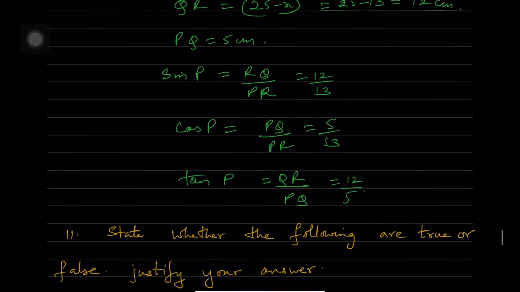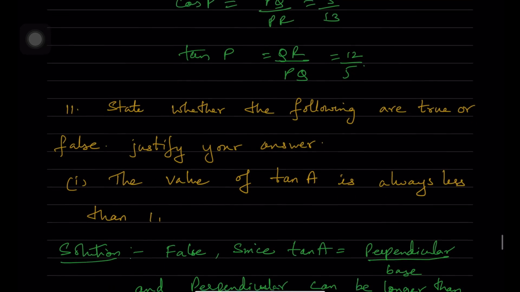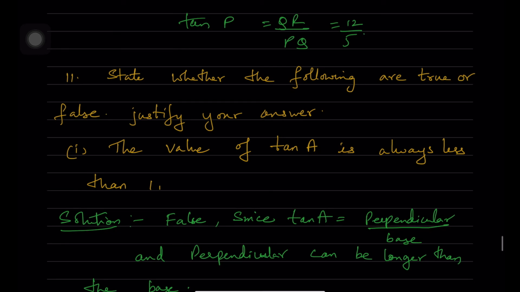So therefore PQ is equal to 5 centimeters, sin P is equal to RQ by PR, which is equal to 12 by 13, cos P is equal to PQ by PR, which is equal to 5 by 13, tan P is equal to QR by PQ, which is equal to 12 by 5.